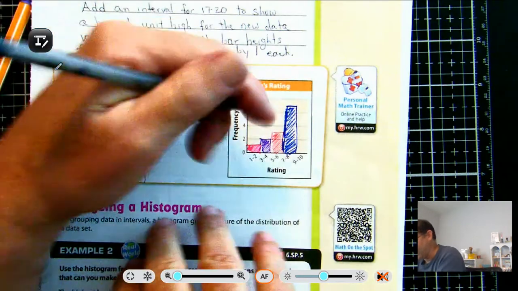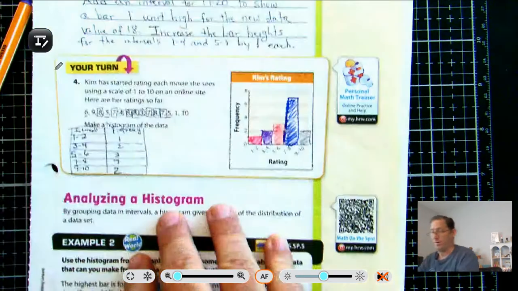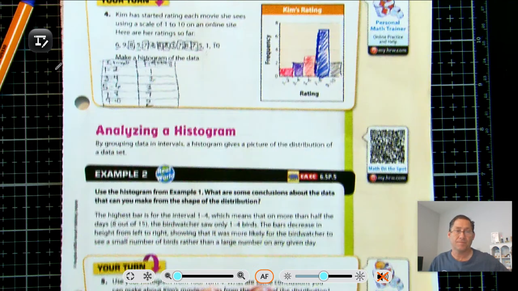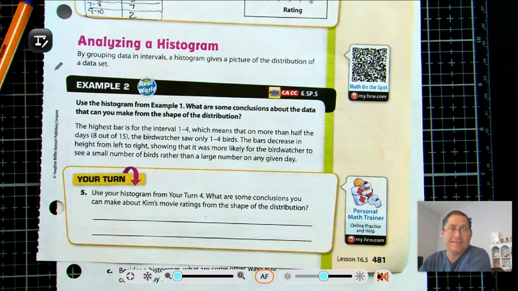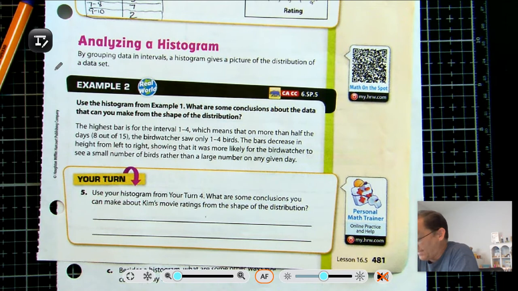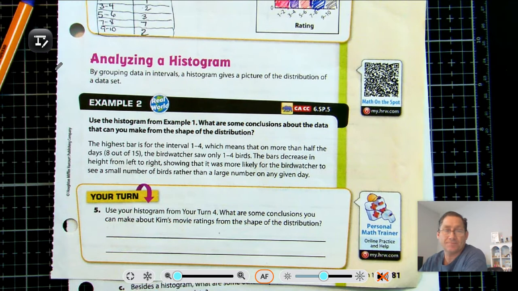9 to 10 has a height of 2. All right. Well, that's basically what our histogram would look like. All right, so now analyzing a histogram. By grouping the data intervals, a histogram gives a picture of the distribution of a data set.